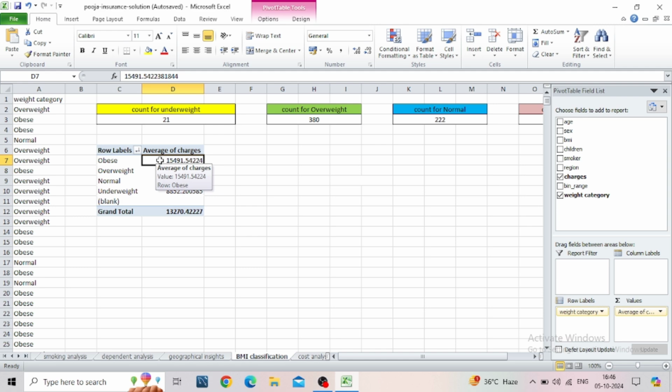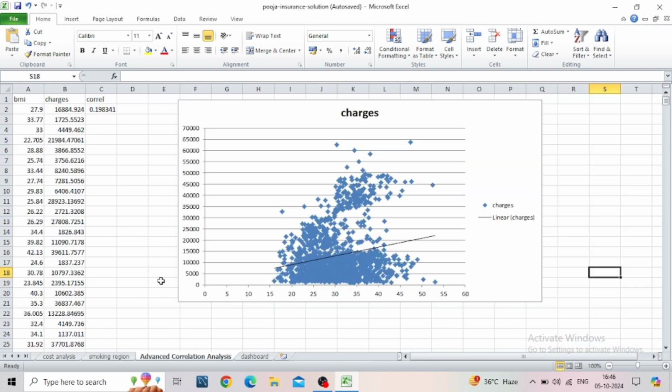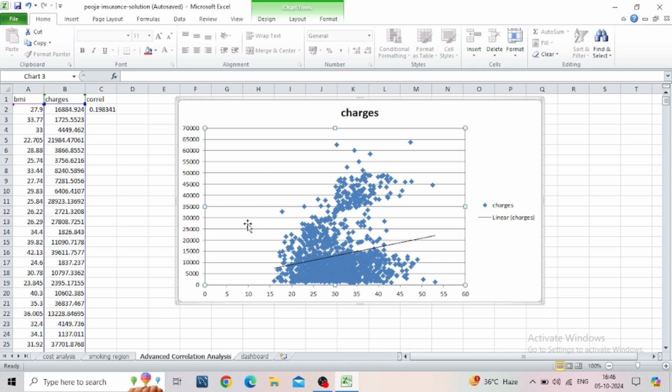My task 8 is advanced correlation analysis. In this task, I aim to explore the relationship between medical charges and BMI. To do this, I created a scatter plot with medical charges on the y-axis here and BMI on the x-axis to visualize any potential trends or patterns between these variables.